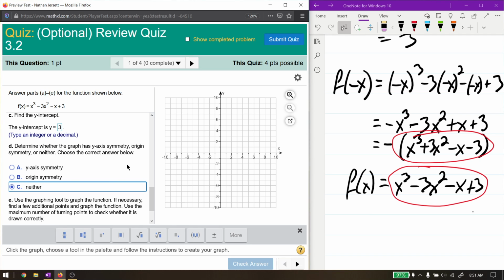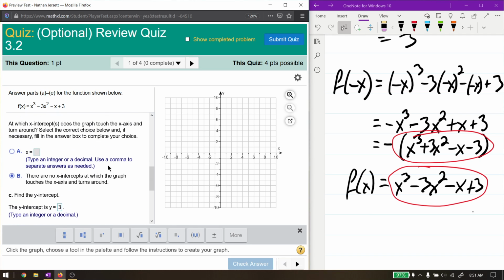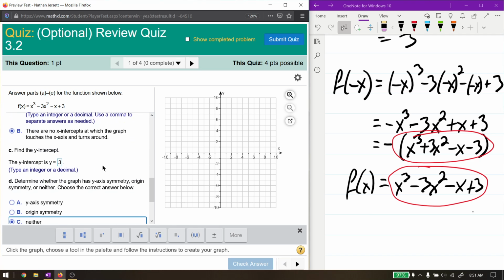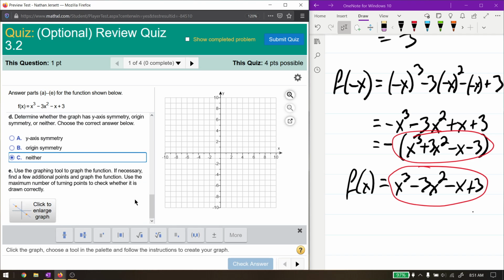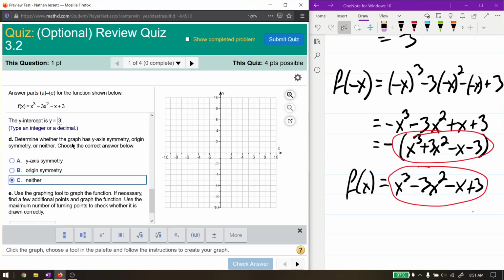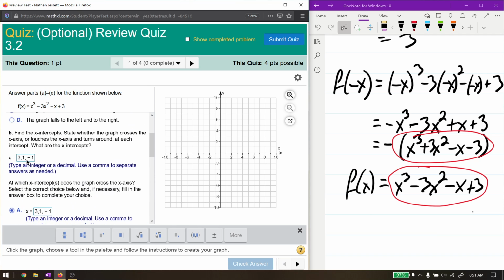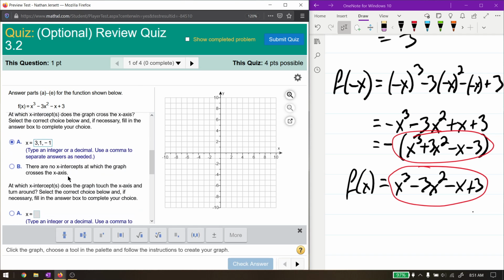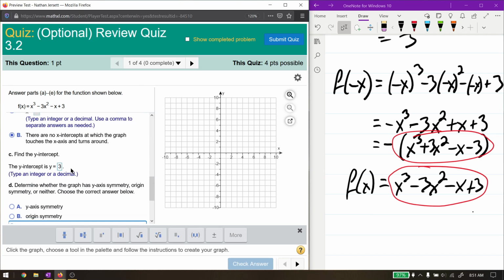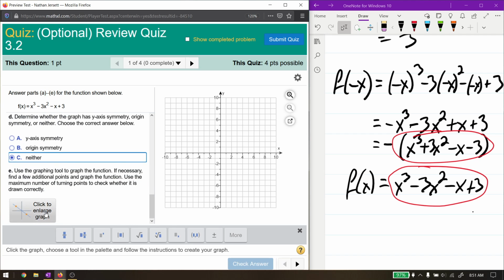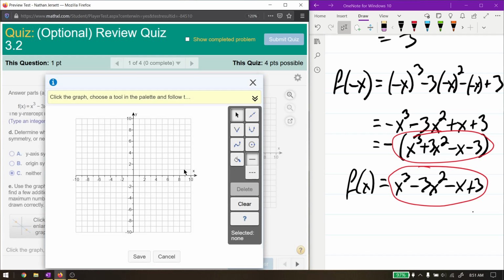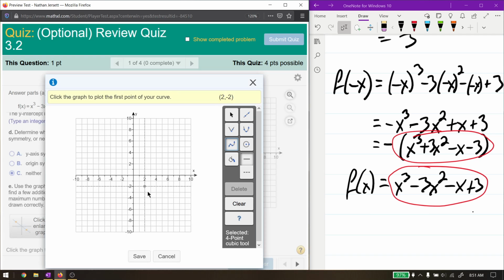Okay, with these four pieces of information, we can try graphing this thing. The zeros were 3, 1, and negative 1. They all cross. They don't stay there. We also have a y-intercept of 3. And we know that it should fall to the left and rise to the right. So let's take the graphing tool.